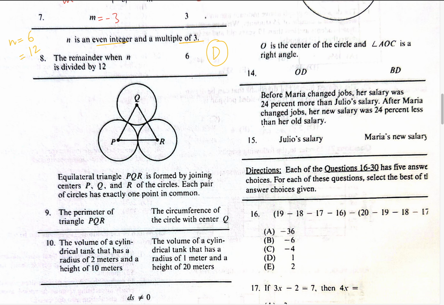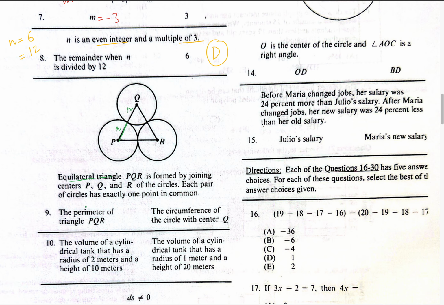Okay. All right, so an equilateral triangle is given here. Equilateral means all the three sides are equal, and PQR is formed by joining the centers P, Q, and R of the circles. Each pair of circles has exactly one common point. We have to compare the perimeter of triangle PQR with the circumference of the circle with center Q. Now you see this is the radius, right? So this is obviously the radius.